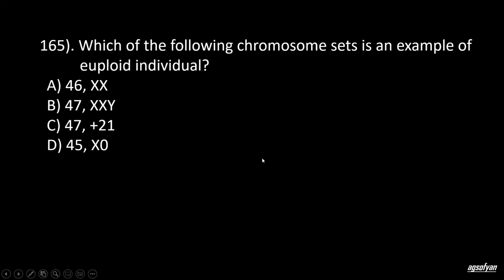Which of the following chromosome sets is an example of a euploid individual, a normal individual set of chromosomes? 46XX, 47XXY, 47 plus 21, or 45X0. Okay, of course, it is normal. For humans, it should be 46. So that will be the answer, whether 46XX or 46XY for the male. So this should be the answer.